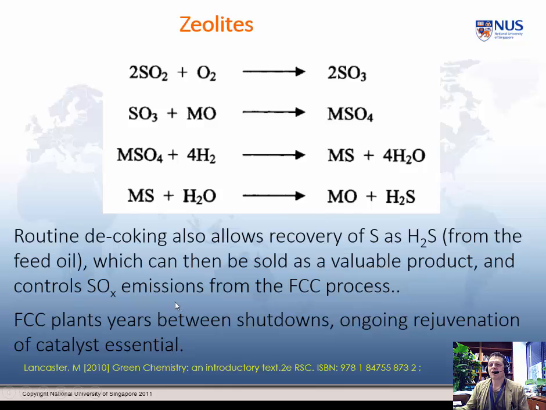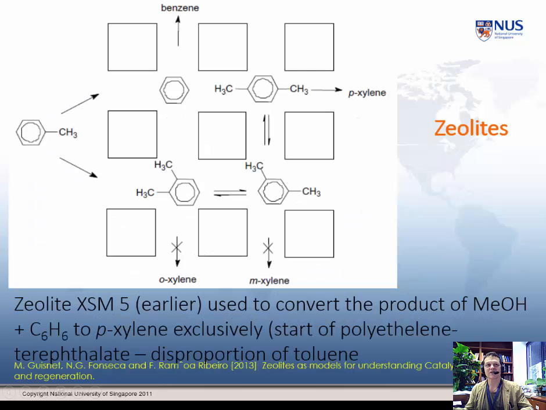This ongoing routine decoking has to happen regularly, but every year or so you go for a complete shutdown, which allows complete replacement or total regeneration of the catalyst, rather than doing it in situ, which is limited. Basically, you don't solve all the problems that way.